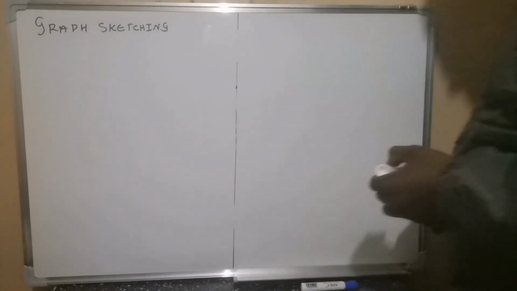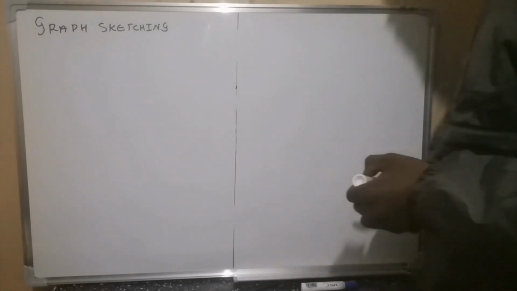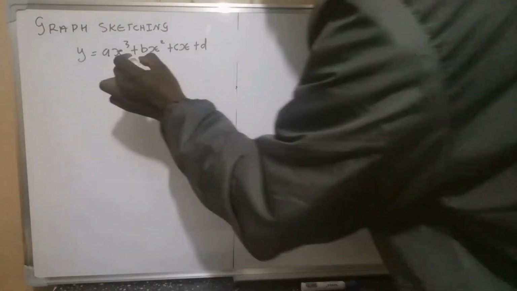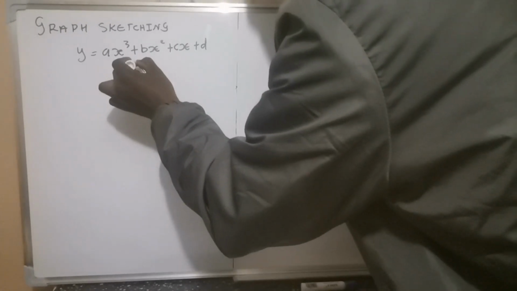So it's cubic functions graph sketching. So you're coming to the concept of graph sketching. Now you know the general formula for a cubic function is y equal to ax cubed plus bx squared plus cx plus d. So this is how this function looks like.